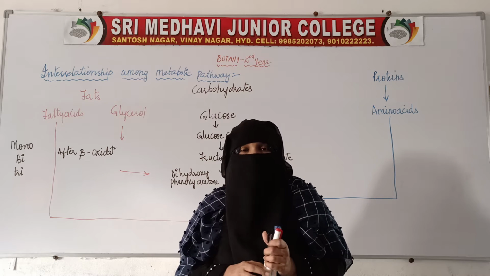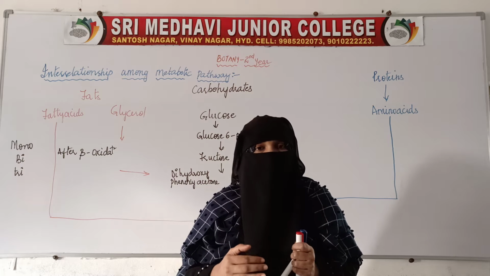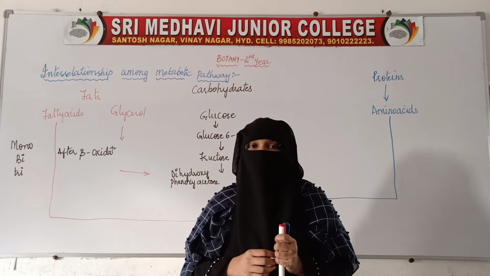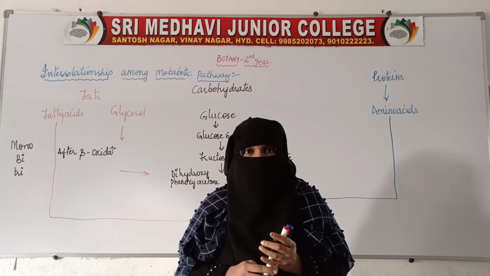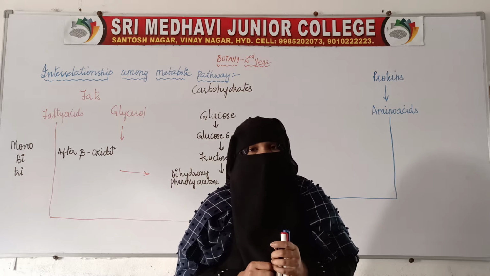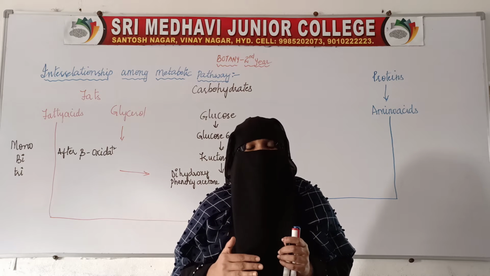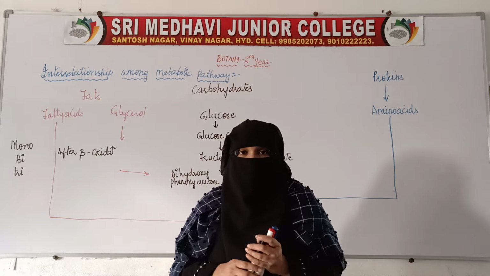Then the pyruvic acid enters into the Krebs cycle. The first step of respiration is glycolysis, in which glucose is broken down into pyruvic acid. Then the pyruvic acid enters into the next step of respiration, that is the Krebs cycle.